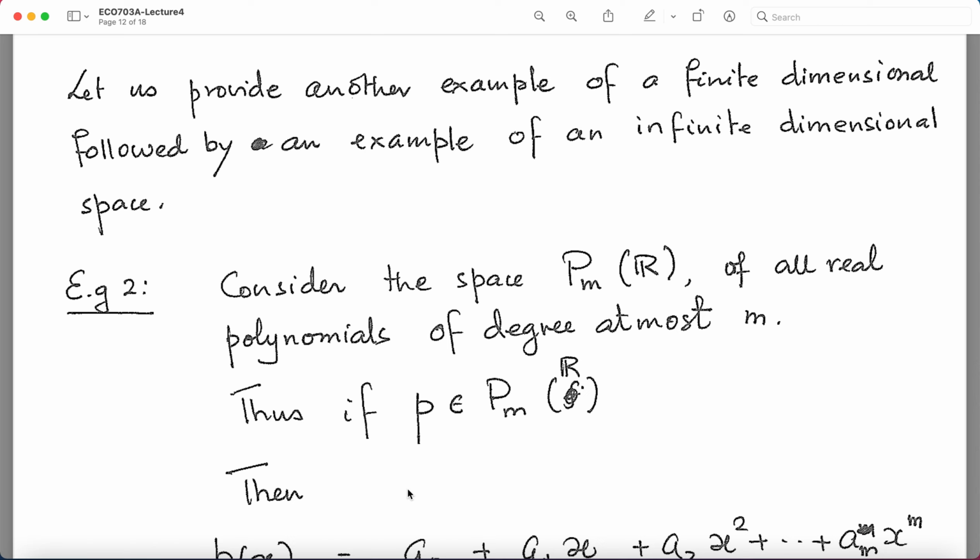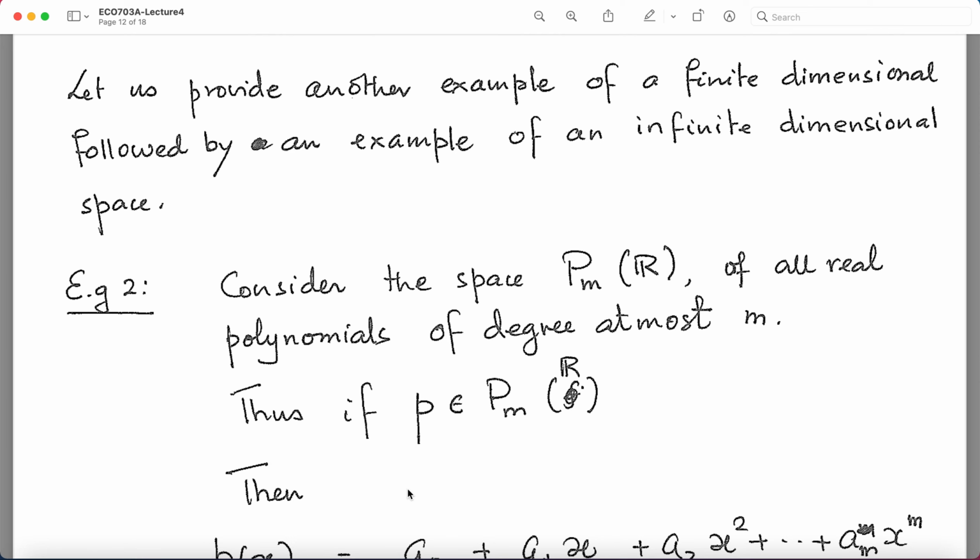Now, let us give an example of an infinite dimensional space. It may not be finite dimensional. So, what is the meaning of an infinite dimensional space? That I will never get a spanning set which is finite. If I take a finite set and try to span elements, we will miss out some elements.